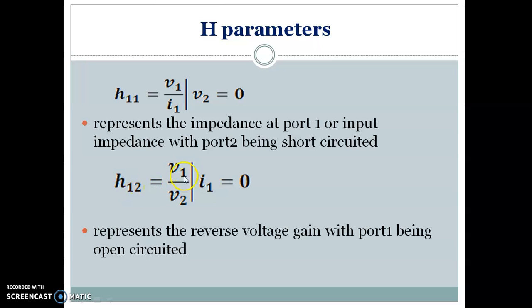Next, my H12. My H12 is equal to V1 by V2 provided my I1 is equal to 0. See here now the current is 0. So my input port, or port 1, is open circuited, and it is the ratio of voltages. A ratio of voltages will be a voltage gain, but you can see here it is input by output. So therefore it is the reverse voltage gain.